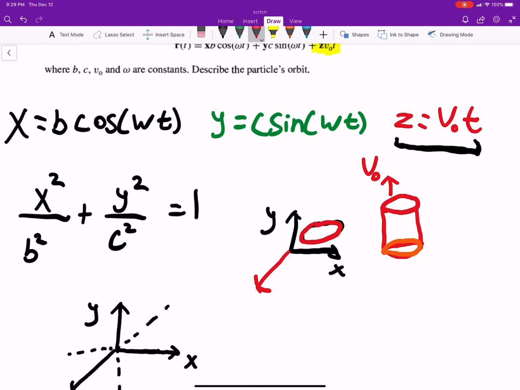So really not that much different than the other problem, only now we're adding another dimension. So hopefully why that's the case makes sense now. It's kind of weird to visualize, but basically you have an ellipse, and with each unit of time, you expand in the z direction by your time times whatever v naught was, the constant. So that's how we get that shape.